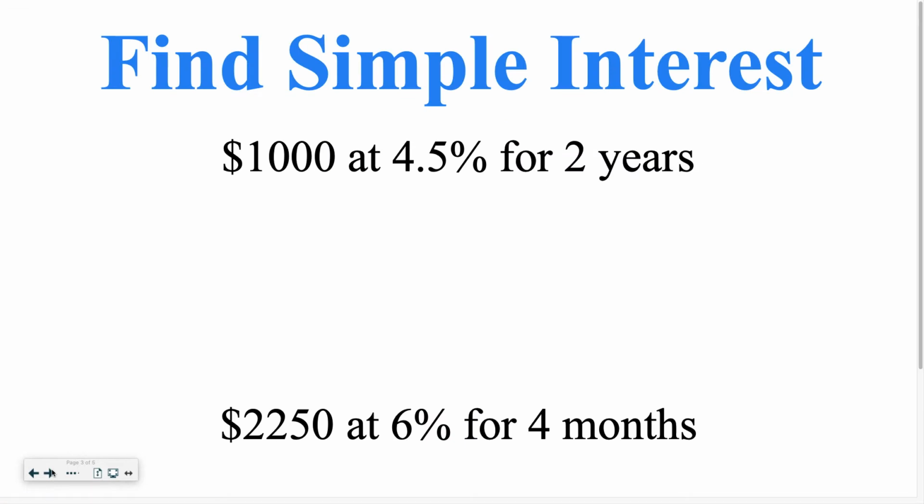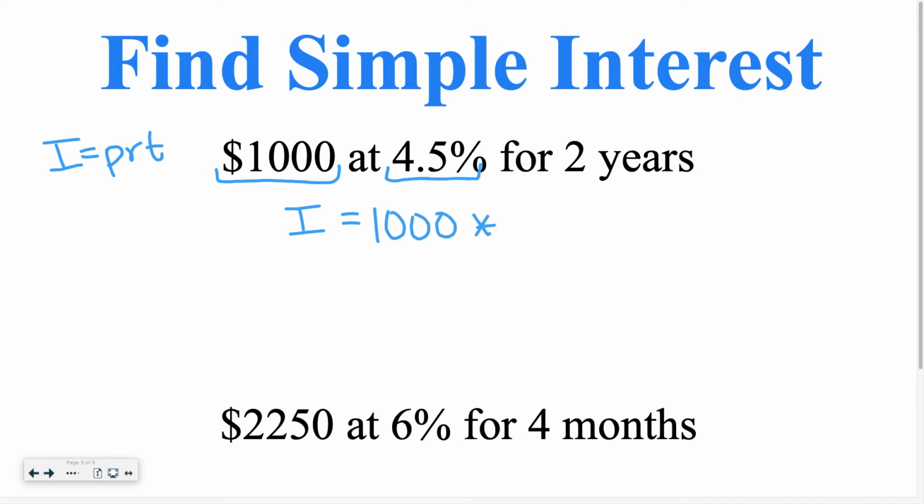So let's move on and try one of these. This one's a simple interest problem, so that's our I equals PRT. We're finding the simple interest, so that means we're solving for I right now. So I equals P, the principal, which is the starting amount. In this case, that's 1,000 times my rate, which is 4.5% as a decimal. Remember, you move your decimal place 2 places to the left. So I'm going to say 1,000 times 0.0045, and then times our time, which is 2.